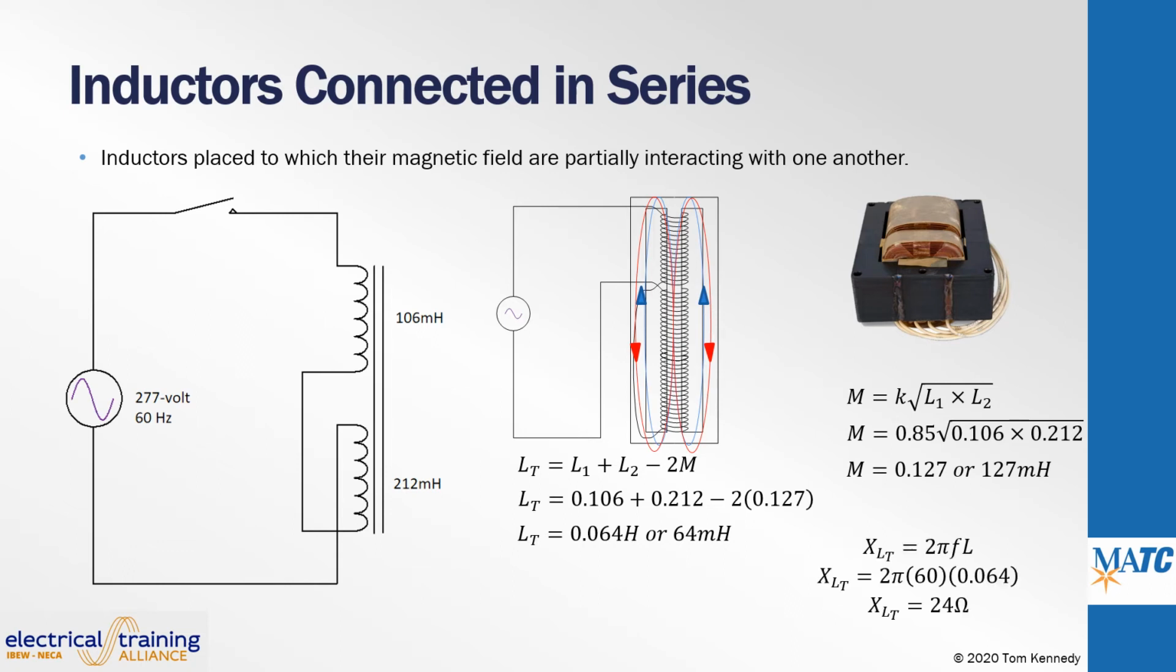This now can be used to calculate the total inductive reactance in the 2πfL formula, resulting in a total opposition to current flow in this circuit of 24 ohms.